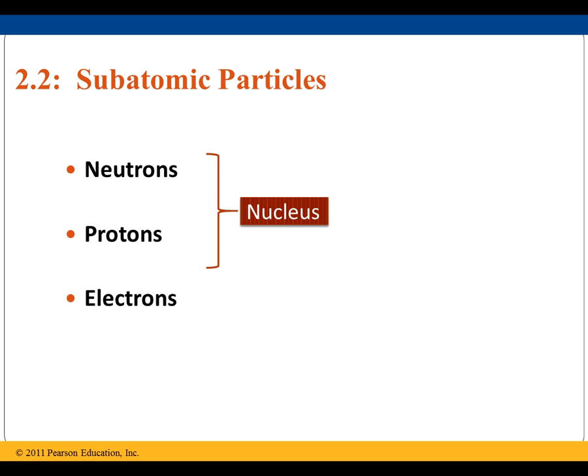What do you think about protons? They have a positive charge. Protons are going to contribute a positive charge to an atom. Neutrons must be neutral. Neutrons are electrically neutral. So the protons and the neutrons are found in the atomic nucleus. Neutrons are electrically neutral. Protons are electrically positive.